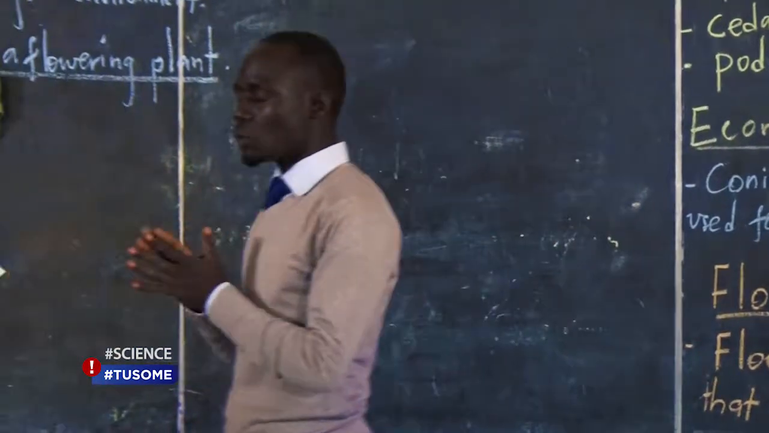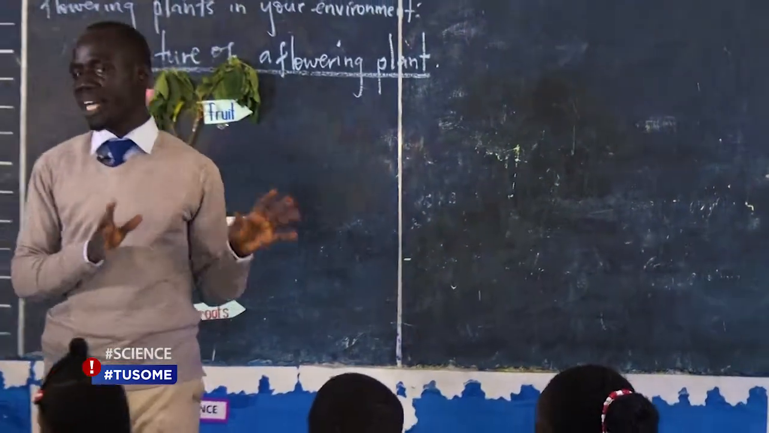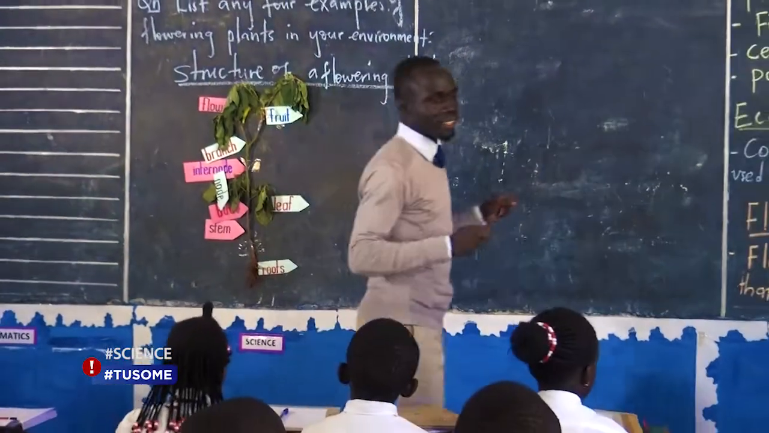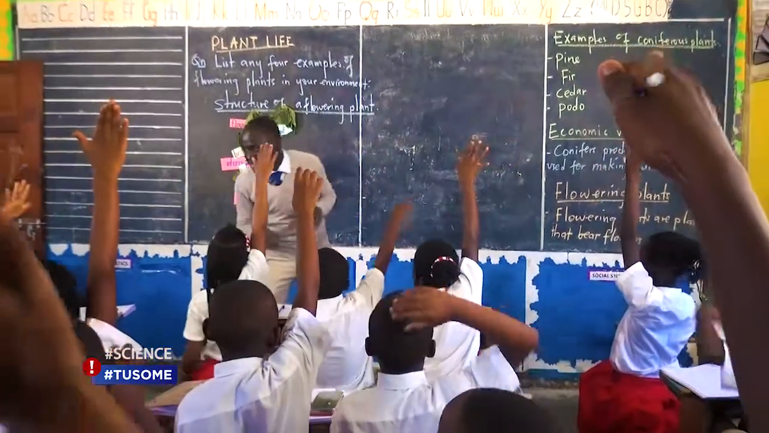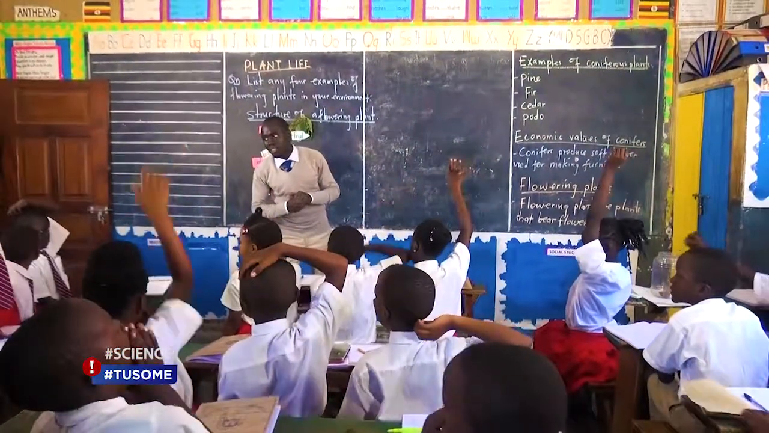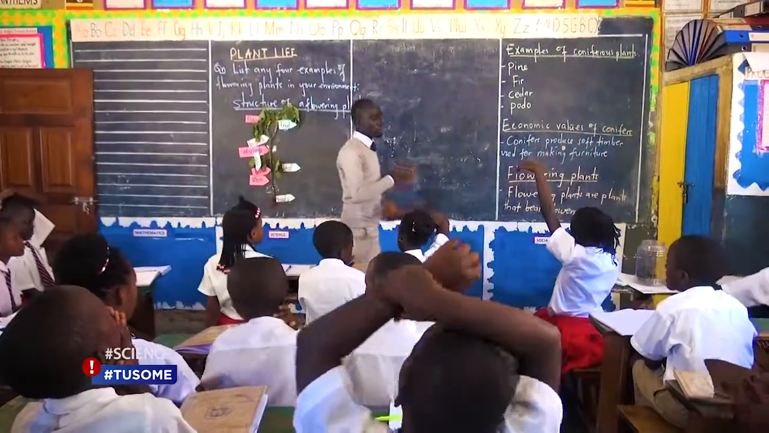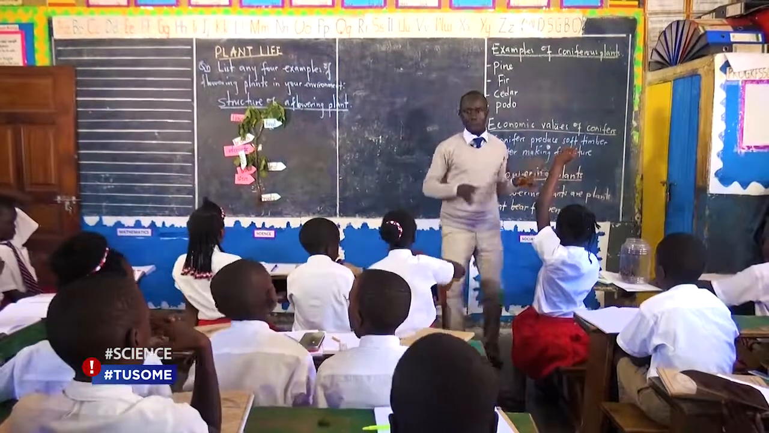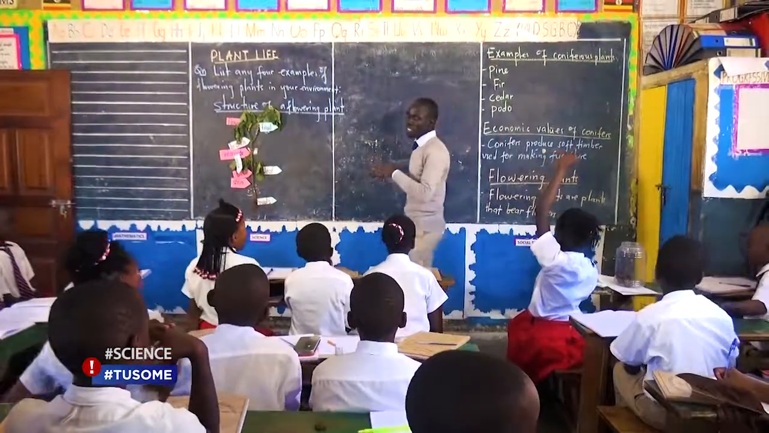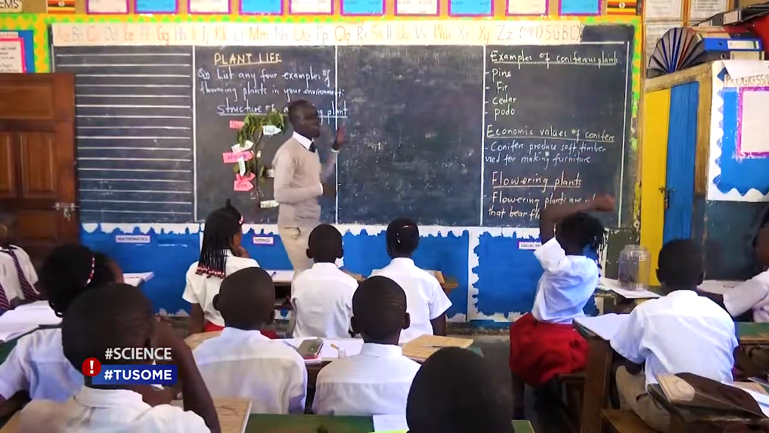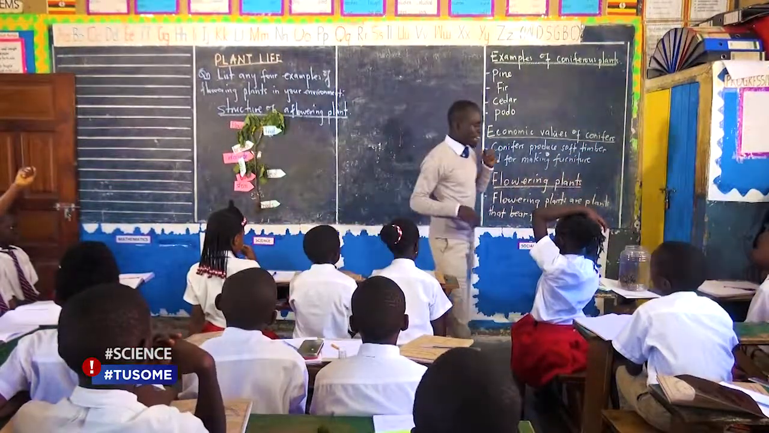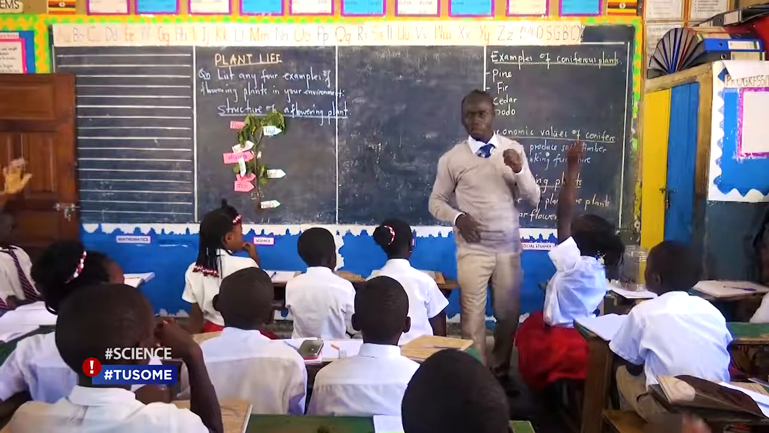That is the parts of a flowering plant. Now we are going to the questions. I want to know those who have been attentive throughout the lesson. What are flowering plants? Flowering plants are plants which bear flowers. Very good. Flowering plants are plants that bear flowers. Apart from flowering plants, give any other types of plants.